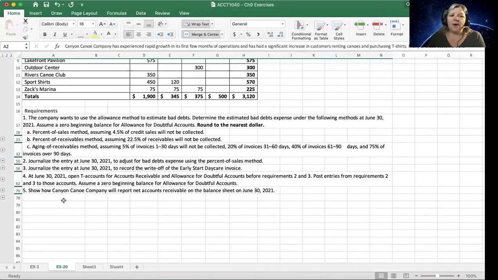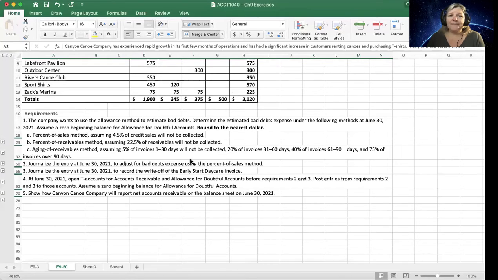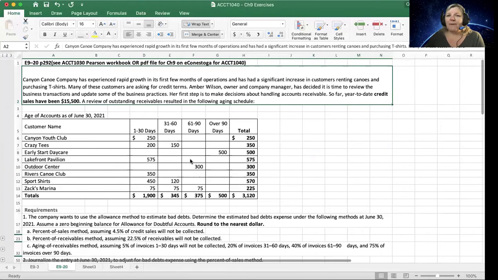And the final requirement is they want us to show how net accounts receivable would be presented on the face of the balance sheet. So we're going to work through those 5 requirements one by one. And at this point, we're going to go back up and look at the question. Now that we know what they want, we'll see if there's information that we need to pull out of the question as we work our way through.